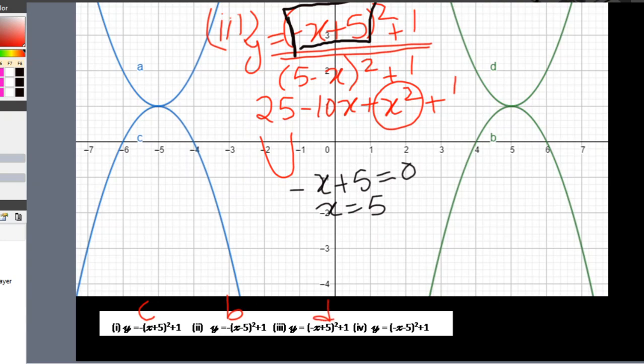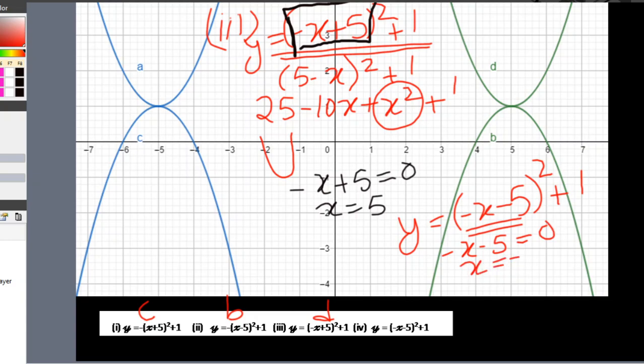And similarly for the last one, we have y is equals to minus x minus 5 whole square plus 1. Again, since the negative sign has the square on it, negative of x has a square on it, so it will become positive x square. So the graph will be a U-shaped graph. Equate this to 0, minus x minus 5 is equals to 0. So x is equals to minus 5. The graph will move 5 units to the left and then 1 unit up. So that is figure A for part 4.